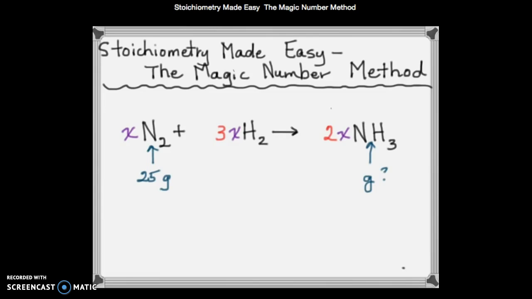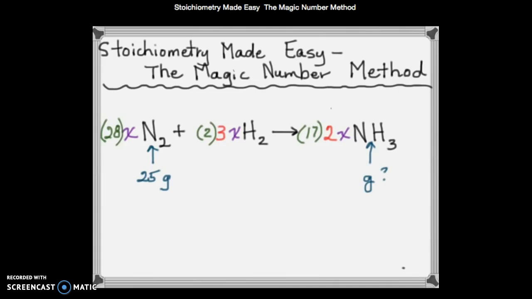The magic number method goes like this. Put an X with every compound. You're halfway there. The next thing you do is out front, put the molecular weight of each compound. Nitrogen is 14 grams per mole, so N2 would be 28 grams per mole. Hydrogen weighs 1, so H2 would be 2 grams per mole, and ammonia would weigh 17. So put those numbers out front like you see here.